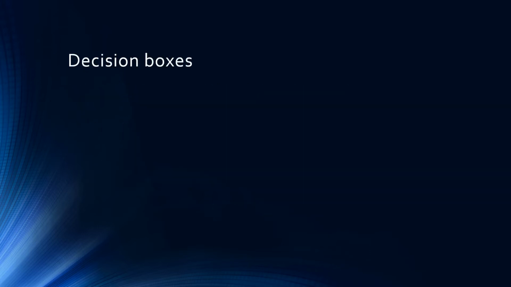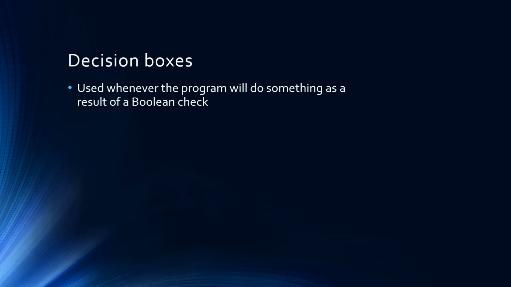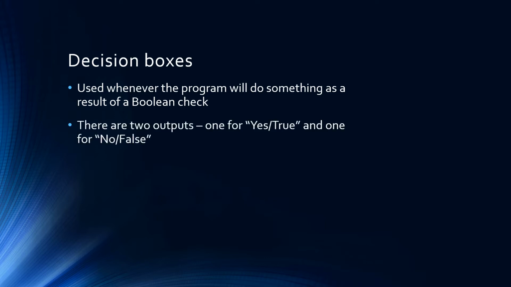Decision boxes are used at those points in the algorithm where you may take a different path depending on the result of a Boolean check. A Boolean check is a check of a condition that may result in the possibilities of true or false. As you can see below, is num greater than 10 could result in yes, it is, or no, it is not.